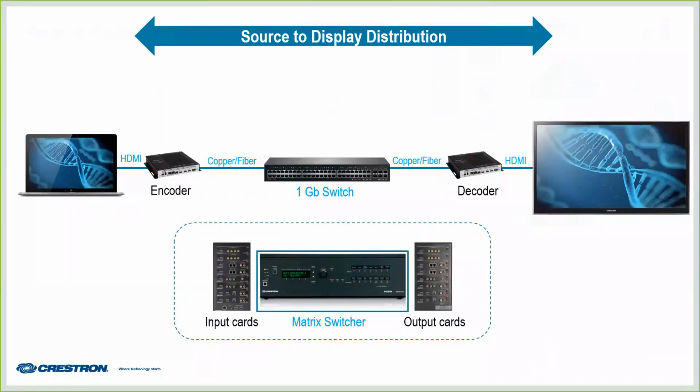That is where my encoder comes into the picture. The encoder functions in a way that it breaks down the image and converts it into packets of data, which are then sent over to the network switch.